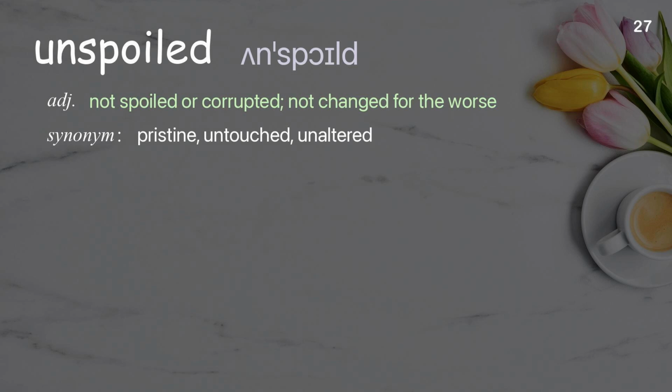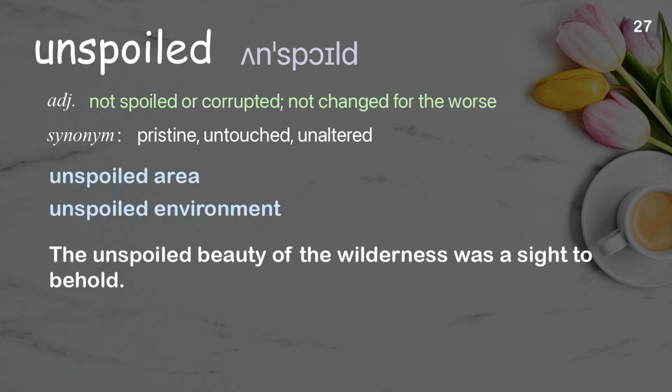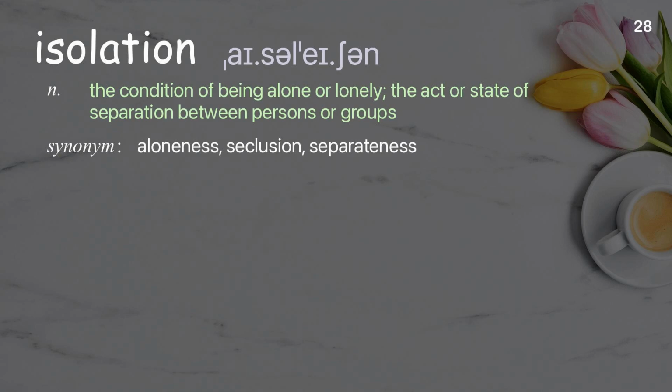Antiquity. The ancient past, especially the period of classical civilization. Examples. Remote antiquity. Unrecorded antiquity. The study of antiquity is important for understanding the history, culture, and civilization of the past and their influence on the present.